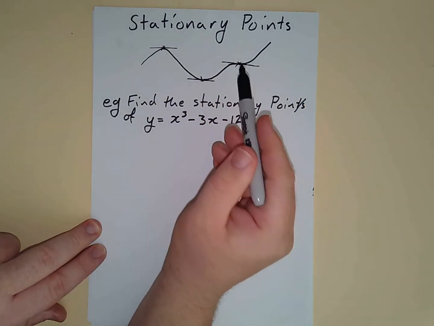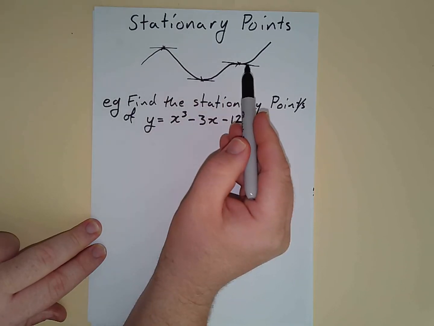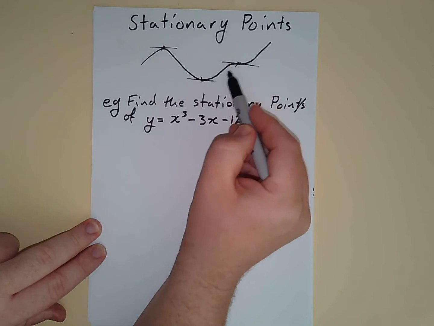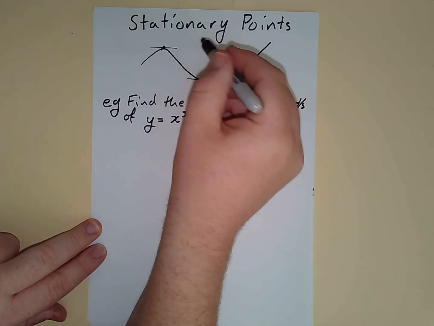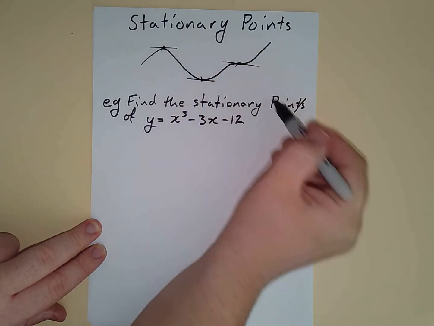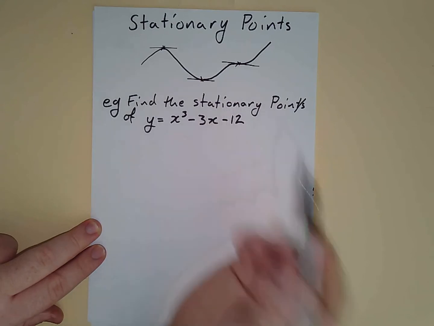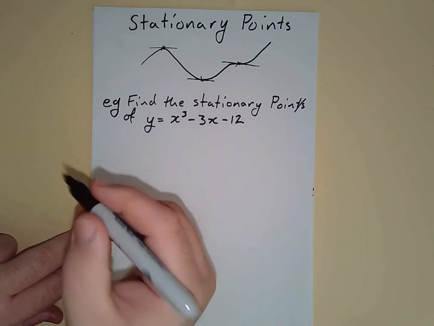Now, we've got different names for them. We're not going to worry about that too much, but this is a local max, a local min, and this is a saddle. And a saddle could also come from the top, flatten out, and then continue downwards. Okay, so how do we find the stationary points? Well, where the gradient equals 0, that means that our derivative has to equal 0.